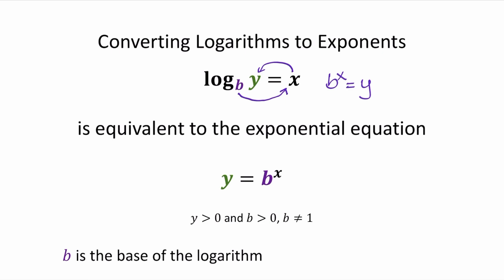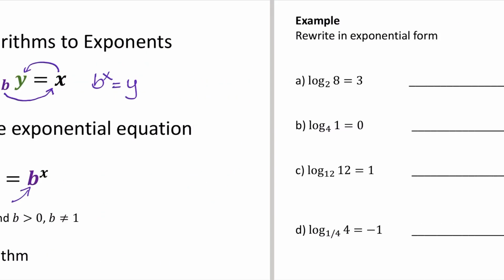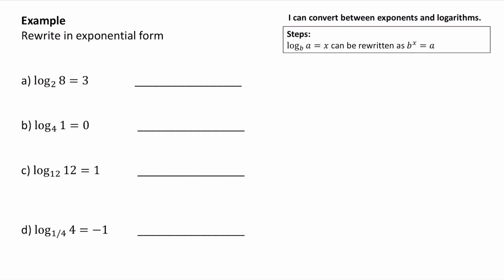And that's true as long as y is greater than 0 and b is greater than 0, and b does not equal 1. The value b is called the base of the logarithm. Notice that when we rewrite it in exponential form, it becomes the base of the exponential equation. So let's practice rewriting these logarithms in exponential form. So we're going to draw the arrows to help us out.